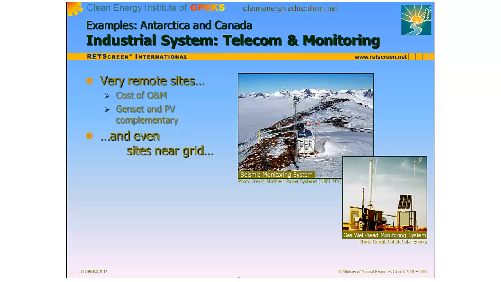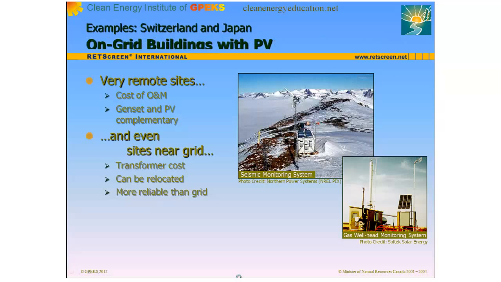An industrial application need not be thousands of kilometers from the grid for photovoltaics to make sense. The bottom photo shows a PV system powering the monitoring, control, and telecommunications equipment at a natural gas wellhead in Alberta, Canada. There are thousands of these systems in this area, and many are located right next to power lines. A PV system avoids the cost of the transformer required for grid hookup, is more reliable than the grid, which would require an uninterruptible power supply, and can be relocated should the well be moved. The PV system is a standard package that meets the needs of the wellhead regardless of its distance from the grid.